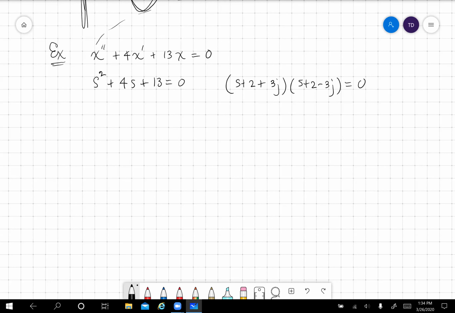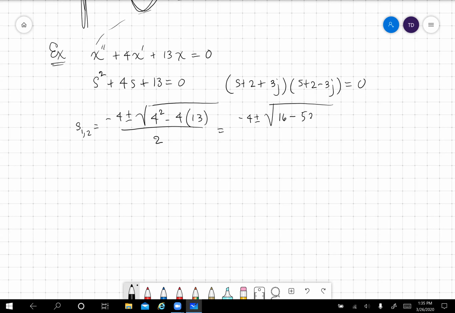A lot of you have not been taught how to do that. If you don't know how to do that, use the quadratic formula. I'll do that with you right here. s1 and s2 are equal to minus 4 plus or minus the square root of b squared, 4 squared, minus 4 times a times c, 4 times 13, all divided by 2. That's equal to minus 4 plus or minus the square root of 16 minus 52. You can see how you have a negative number under there, all divided by 2.